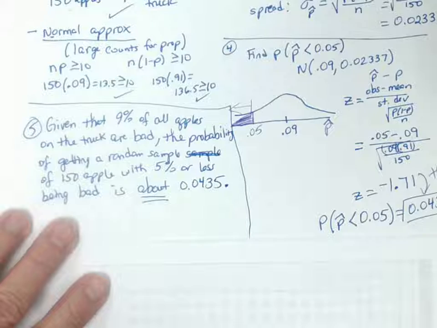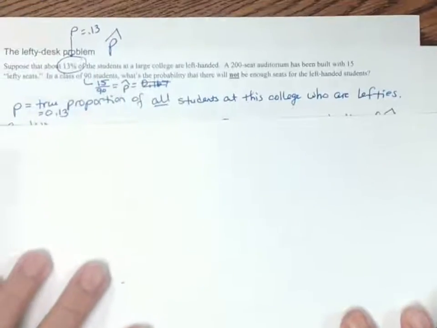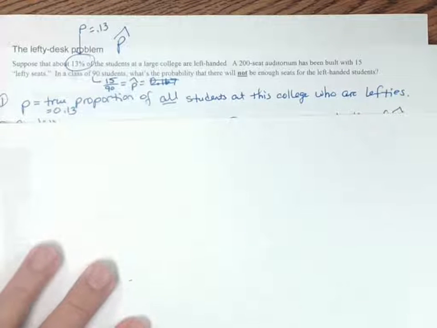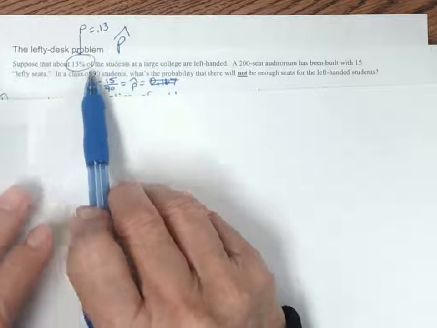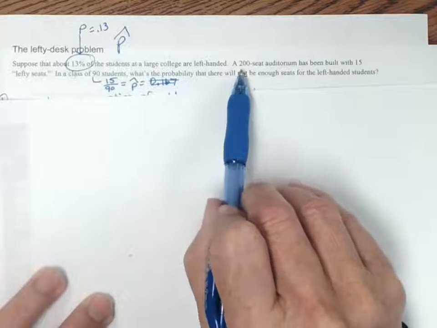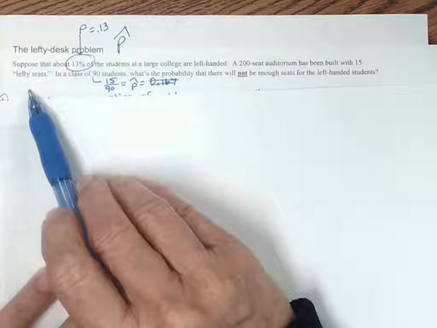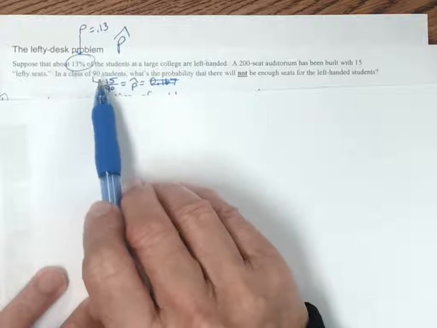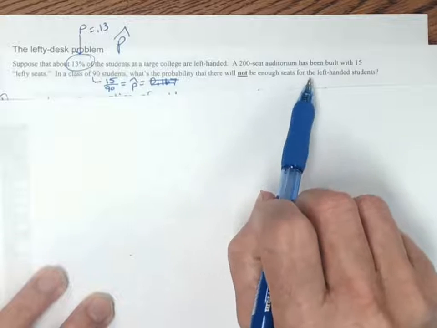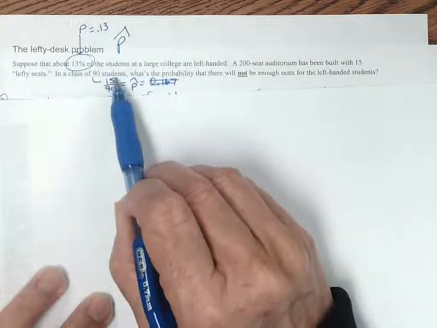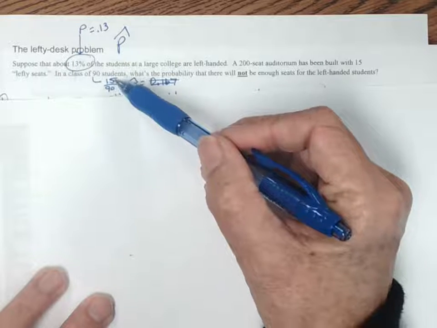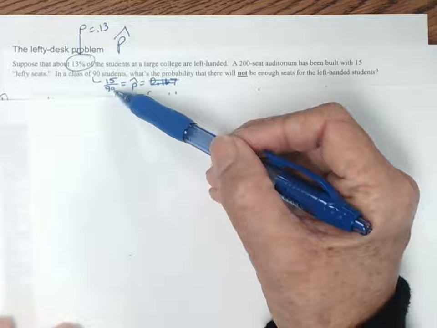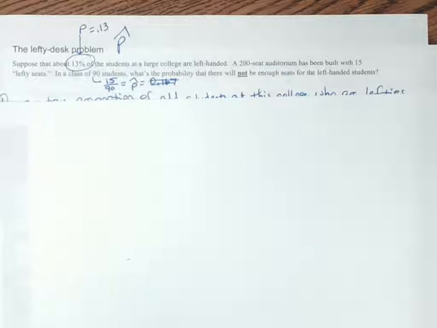Okay, let's take a look now. I want you to do one on your own, and that is the lefty desk problem. So the one thing, I wanted to cover that up a little bit. What we are looking for is that we know that 13% of students in a large college are left-handed. Our auditorium has 15 lefty seats. So in a class of 90, what's the probability there will not be enough seats for the left-handed students? Well, there are 15 desks, so we want to know what's the probability of 15 over 90, getting something greater than that. And I want you to work this problem on your own.